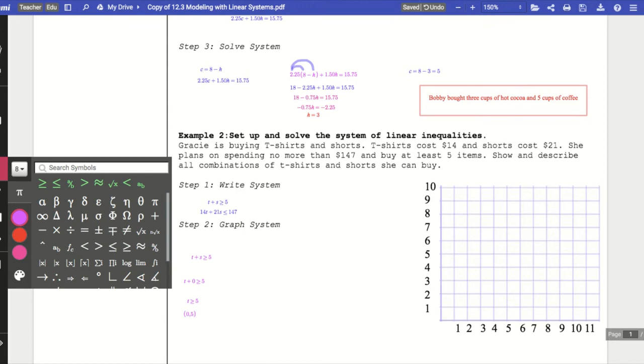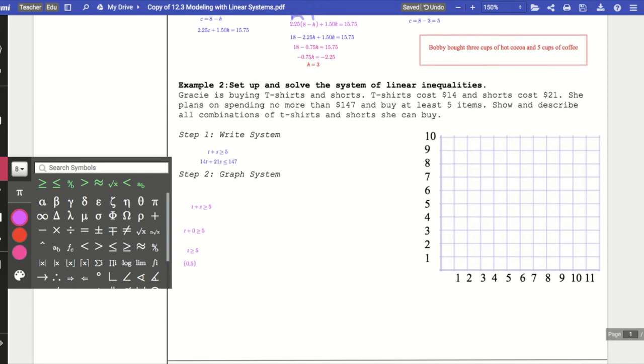Then to find the s-intercept, I'm going to do basically the same thing, but with s. So 0 plus s is bigger than or equal to 5. Again, I'm graphing s is bigger than or equal to 5, which is that intercept, but this time instead of 0, 5, it's going to be 5, 0.